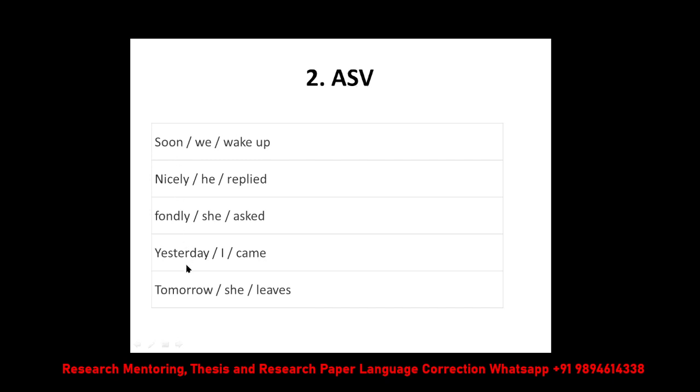Next, adjunct, subject and verb. This talks about time. These are the words: soon, nicely, fondly, yesterday, tomorrow. Soon we wake up. Nicely he replied. Fondly she asked. Yesterday I came. Tomorrow she leaves. Another easy way to remember: the time markers are always adjunct, adverb. There is a typing error; kindly change it. The F should be in capital.